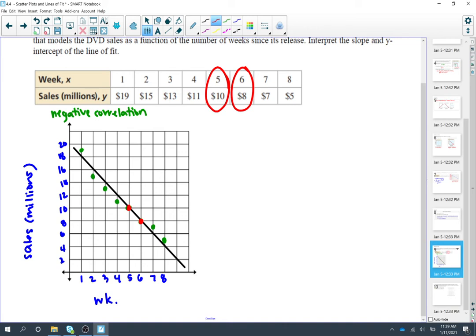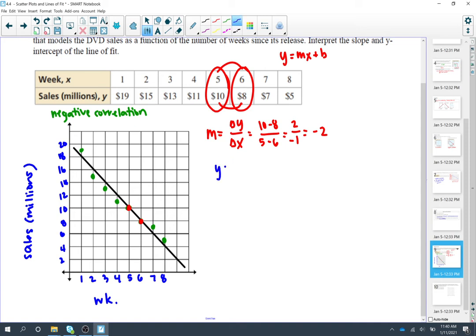In order to do that, I'm going to use y equals mx plus b. I'm going to start with my slope, which is the change in y over the change in x. If I look at the change in y, I go from 10 to 8, so 10 minus 8. The change in x is from 5 to 6, so 5 minus 6. 10 minus 8 is 2. 5 minus 6 is negative 1. So I know my slope is negative 2.